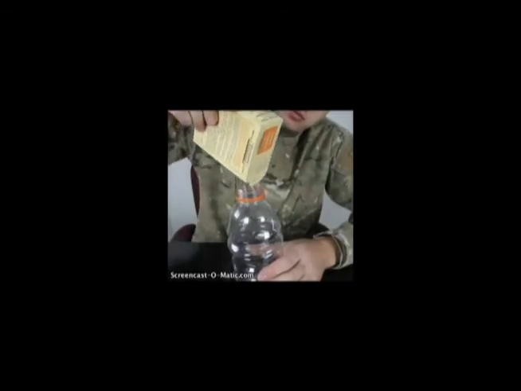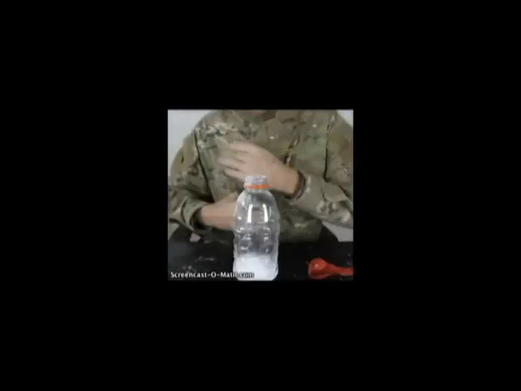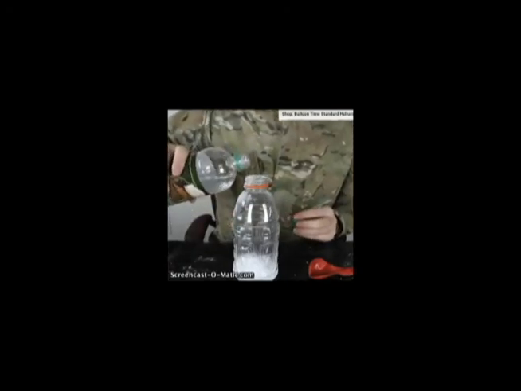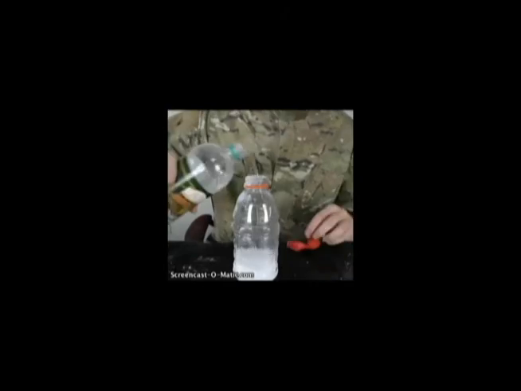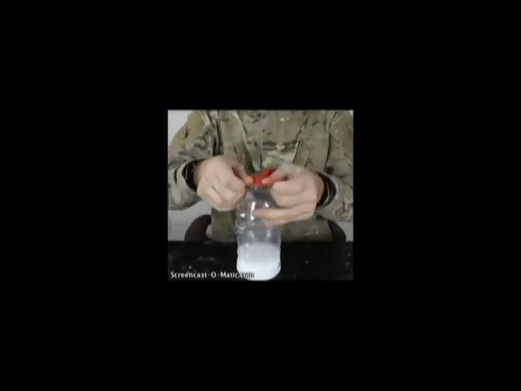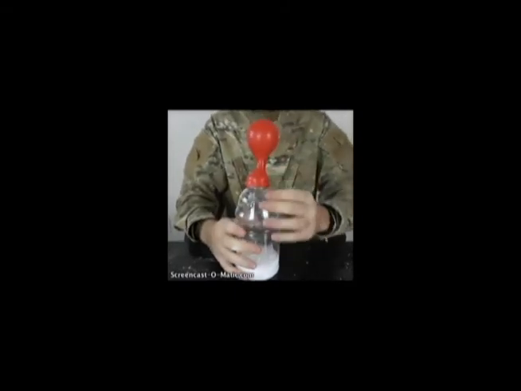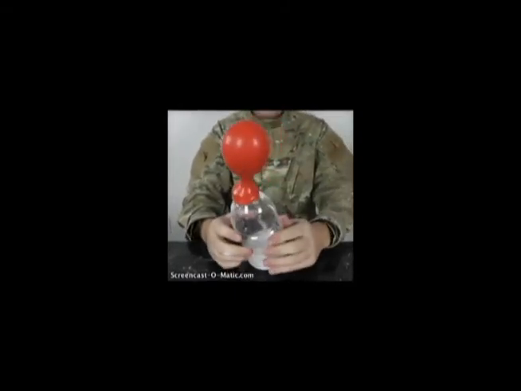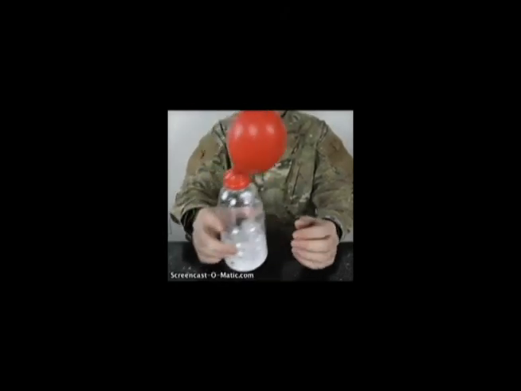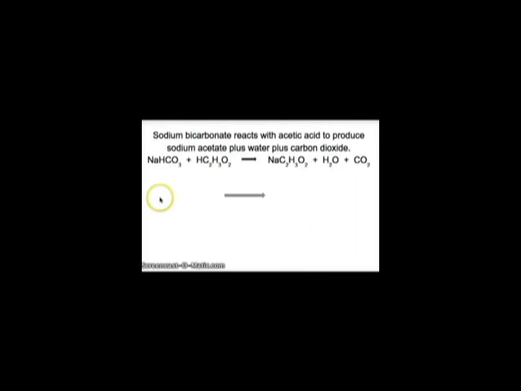Now here you see baking soda is being put into a bottle. We're going to add some vinegar. All of you are probably familiar with this reaction, so it forms a lot of bubbles. We're going to stretch a balloon over the top of that bottle to catch the carbon dioxide gas that you see being formed from the reaction of sodium bicarbonate and acetic acid, or baking soda and vinegar. So sodium bicarbonate reacts with acetic acid to produce sodium acetate plus water plus carbon dioxide.